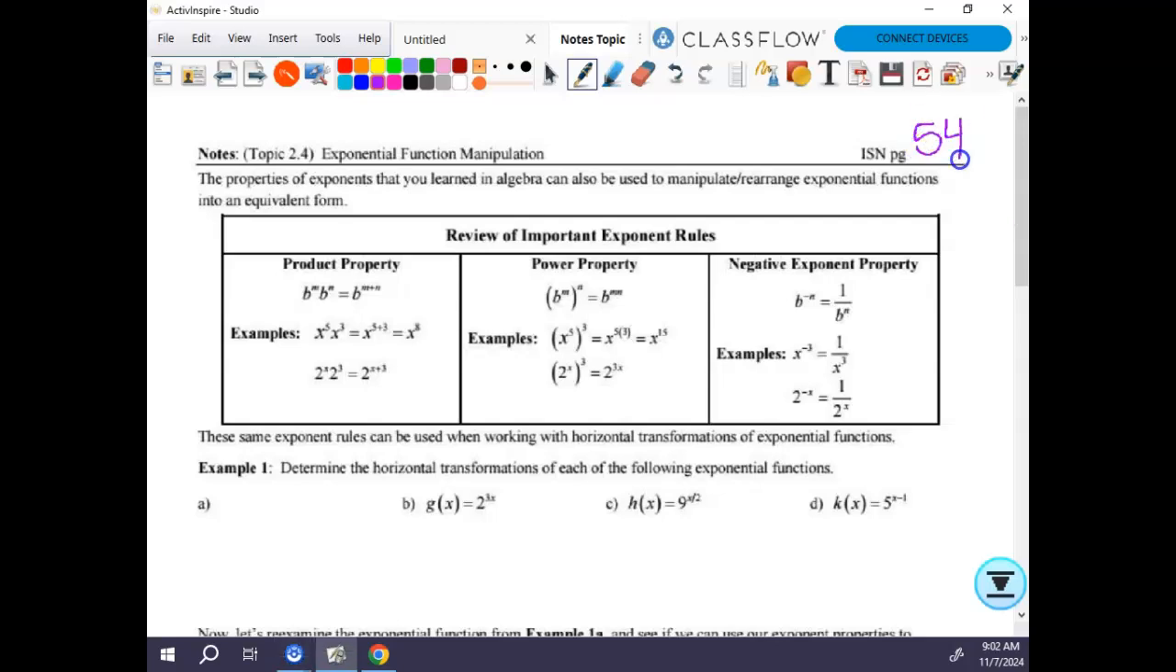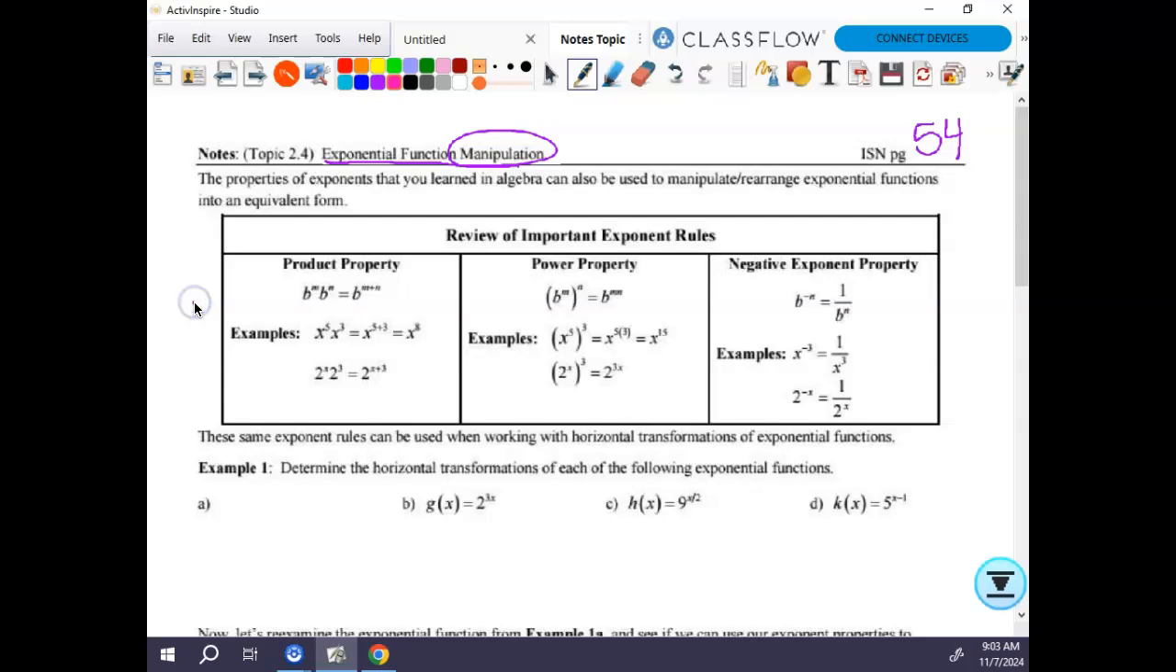All right, so we are doing exponential function manipulation. Okay? So you've done lots of things with exponential functions in the past. You know what they are. I'm pretty confident that you haven't done this type of manipulation before, but you are totally capable of doing it. So the properties of exponents that we learned in algebra can also be used for this.